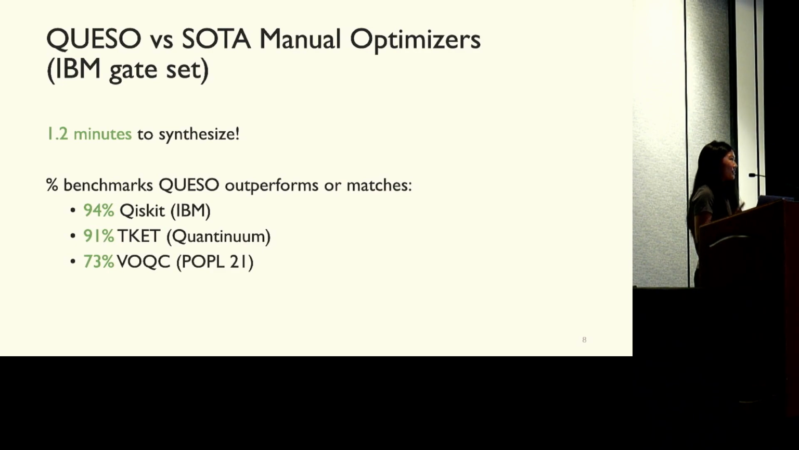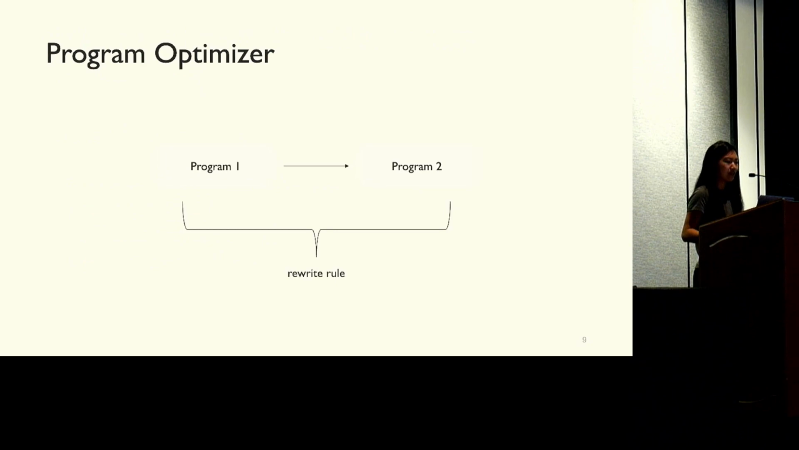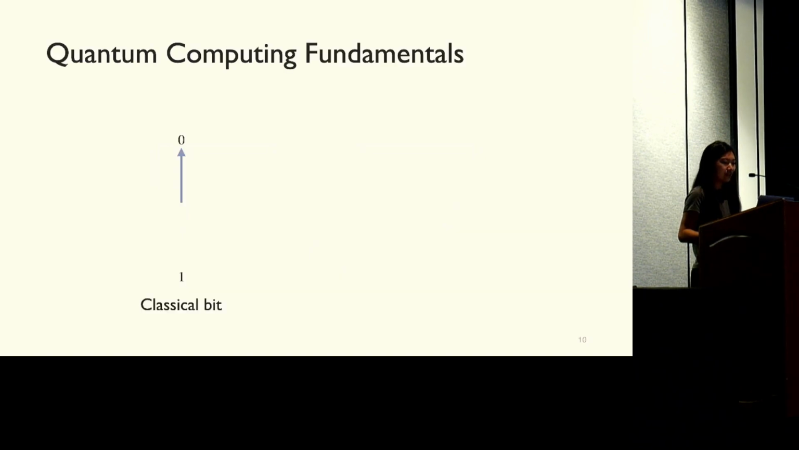Before I get into the details of what a quantum optimizer is, let's have a quick refresher on what this means in the classical setting. You may recall from your undergraduate compilers class that an optimizer can apply what are called rewrite rules to rewrite a program into another one that is better by some cost metric, hopefully, and also preserves the semantics of the original program. Now, to talk about what quantum optimizations look like, we'll have to cover some quantum computing fundamentals.